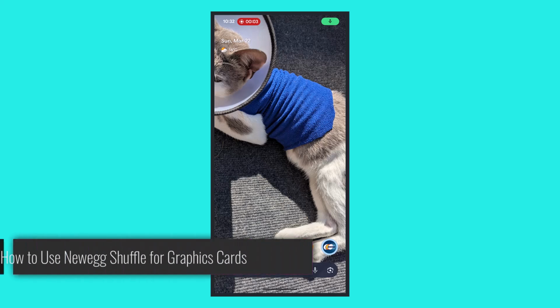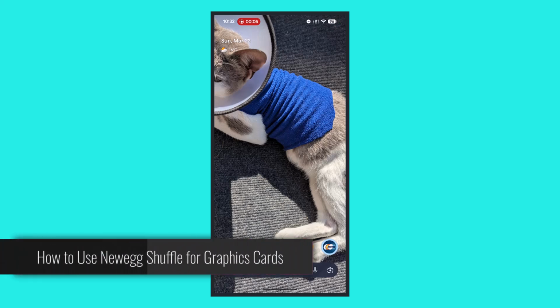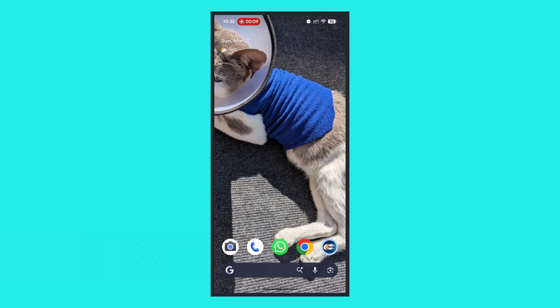How to use Newegg Shuffle for graphic cards. The Newegg Shuffle is a drawing system designed to give customers a fair chance to purchase high-demand electronics like Nvidia GeForce RTX 50 series graphic cards.